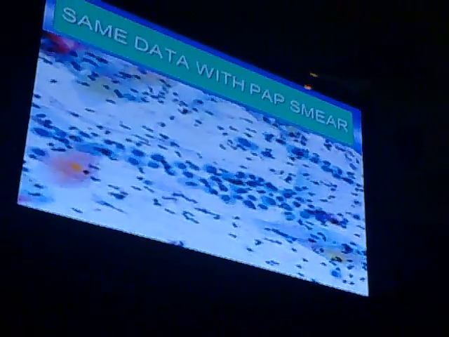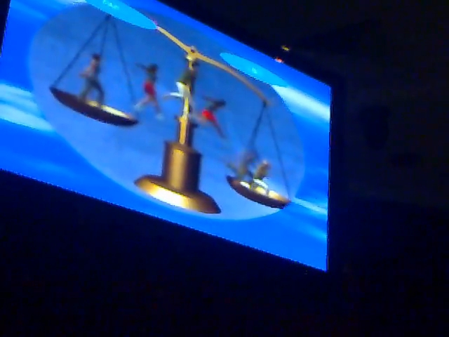This is a picture of severe dyskaryosis using liquid-based cytology, how clear the field is compared to the traditional. Same diagnosis. So people have shifted from pap smear to liquid-based cytology nowadays in Western countries.